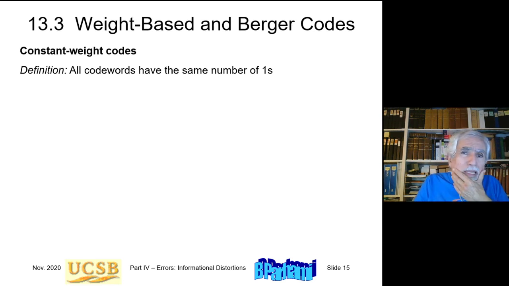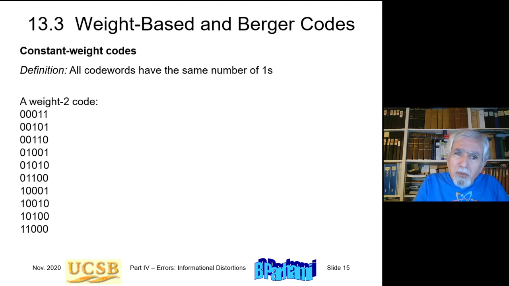Okay, weight-based and Berger codes are the subject of the next section. And so this is a weight-based code. This is weight 2. In other words, code words are 5 bits long, and every word in this code has a weight of 2, meaning it has 2 ones.